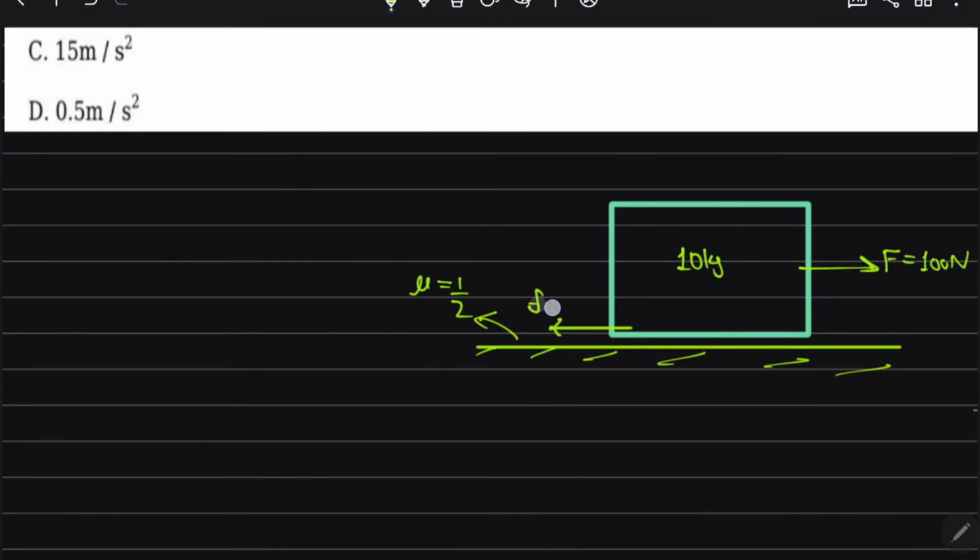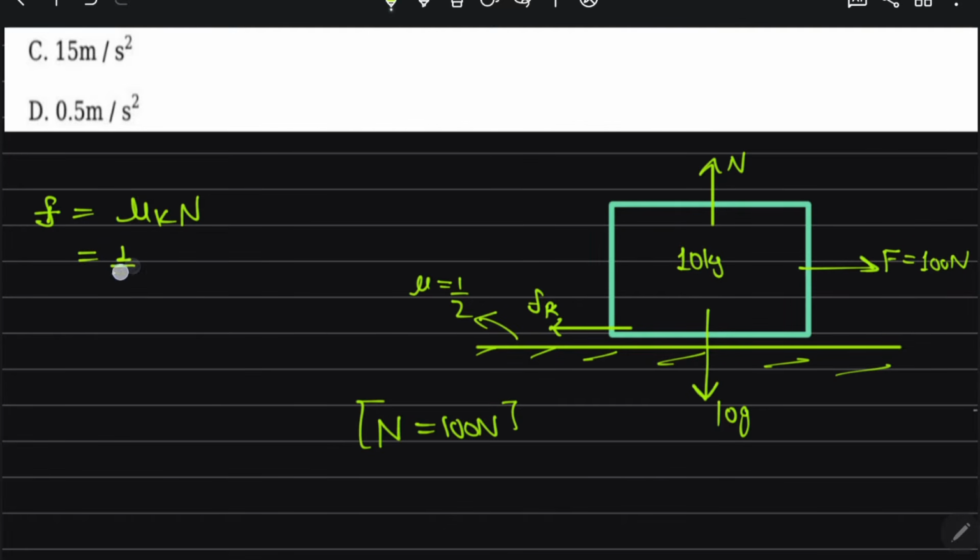So friction force, that is kinetic friction, definitely acts opposite to motion. Normal reaction acts upwards, mg force acts downwards. So first we find friction force, that is equal to mu k into normal, and normal we know is equal to 100 Newton. So mu k is 1 by 2 into 100. So Fk comes out to be 50 Newton, right?